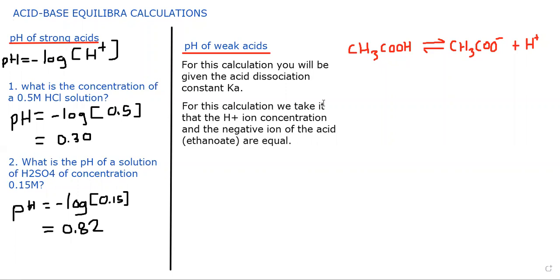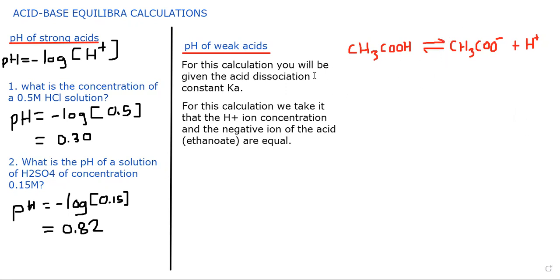All right, so for the calculation of pH for weak acids, it's a little different. So one, it's a weak acid, which means that its dissociation is not complete. So eventually you will have an equilibrium reaction set up. This video is just to focus on the calculations, so I won't go into much detail about why there's an equilibrium and all of that.